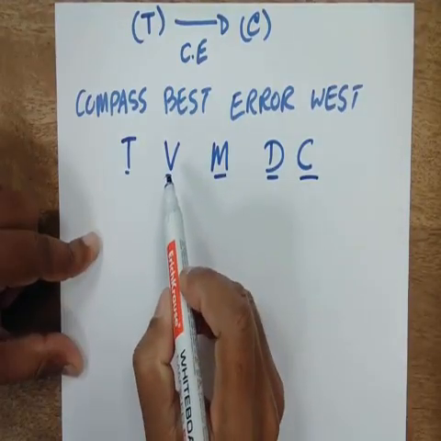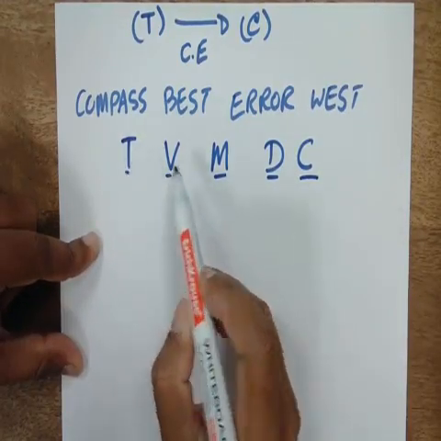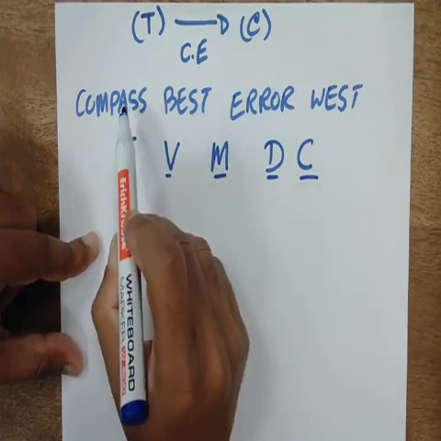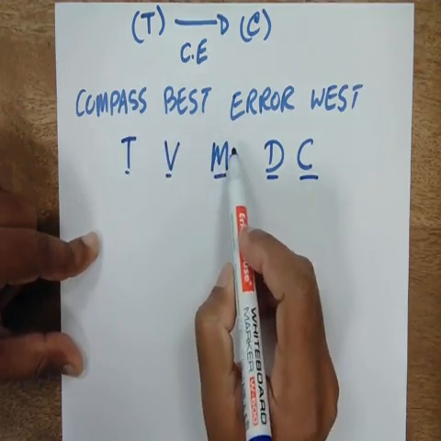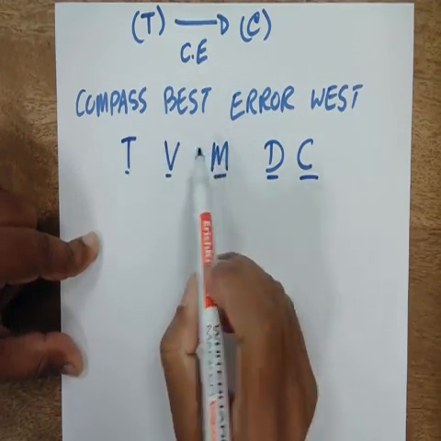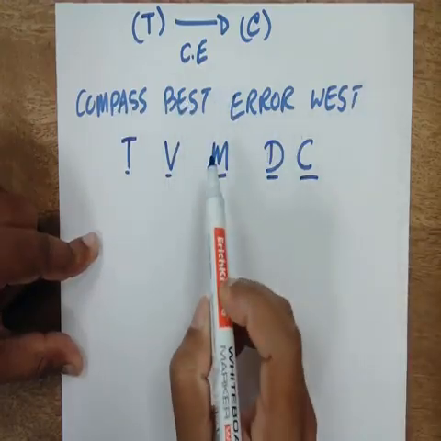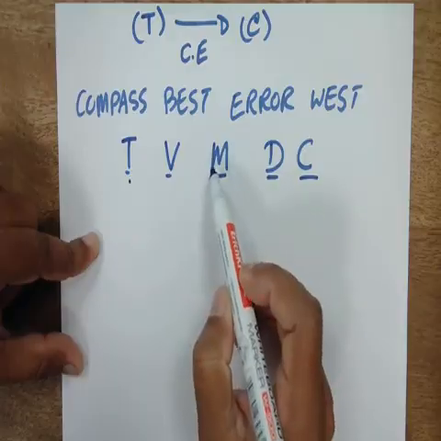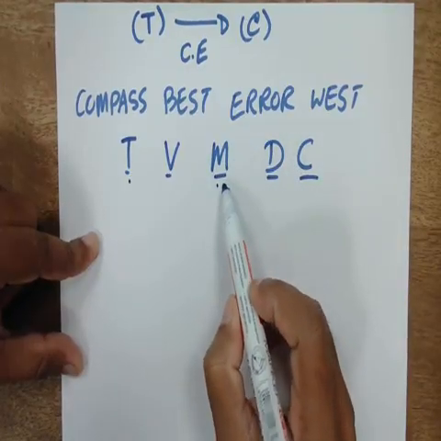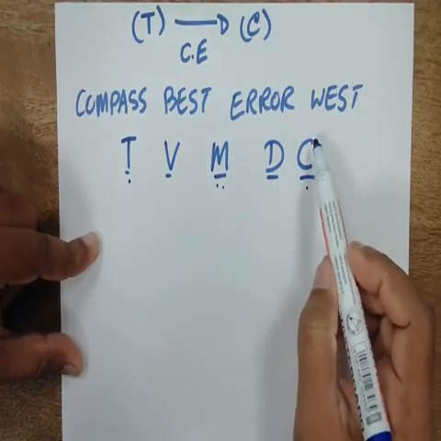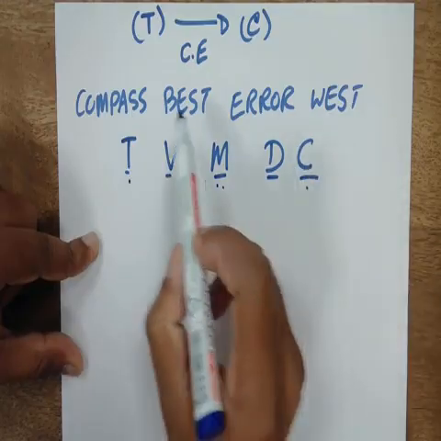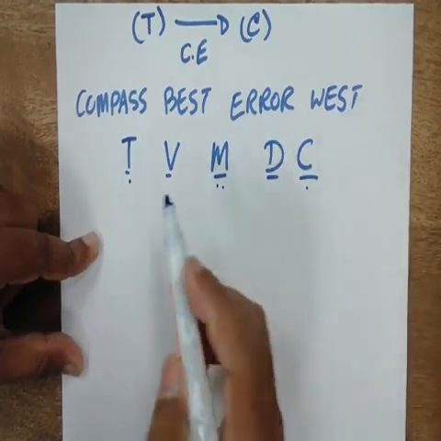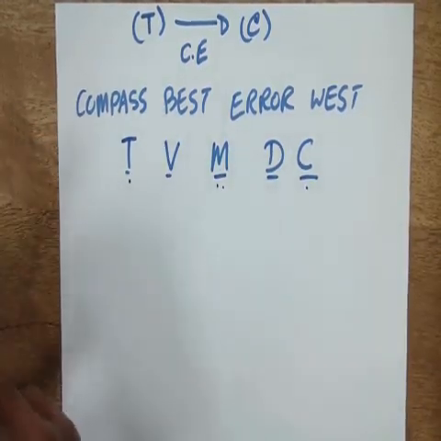So when you are comparing between the true course and the magnetic course, you have to consider magnetic as the compass. For example, compass west, error west. If you are comparing between these two, you have to consider magnetic as the compass. And when you're comparing between magnetic and compass, you have to consider compass as the compass when you're using the above quote.